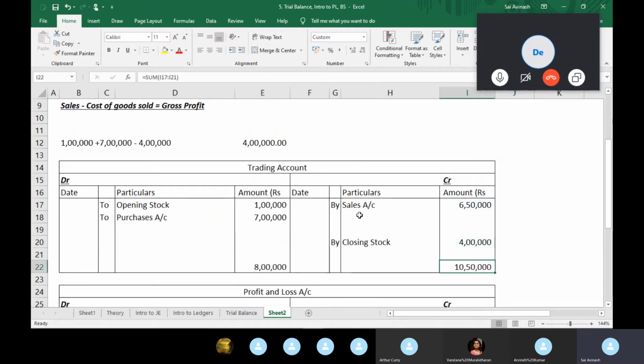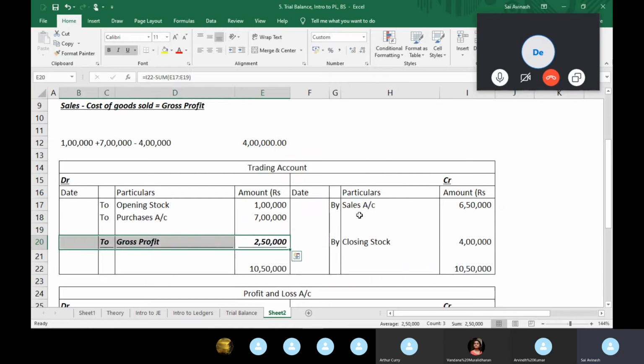I get more credits than debits. So I write the words "to gross profit" and the balancing figure is the profit I made, 2 lakh 50. Right. So I'll go over it again once so that you're able to appreciate it once more if you want.